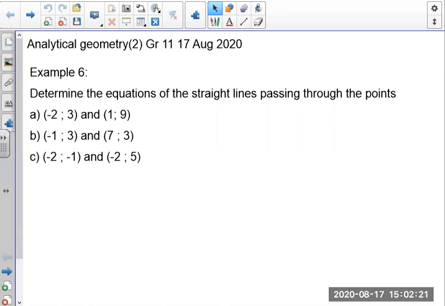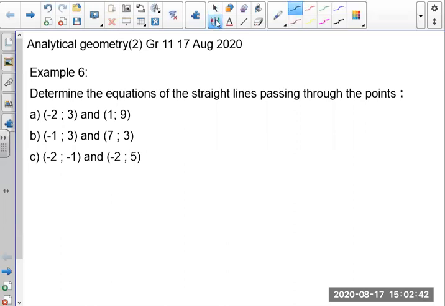We started with analytical geometry on Thursday. Now there's only two problems that I still want to discuss, and then we're going to carry on with inclination angle. Now, example 6 of last week was: determine the equations of the straight lines passing through the points.